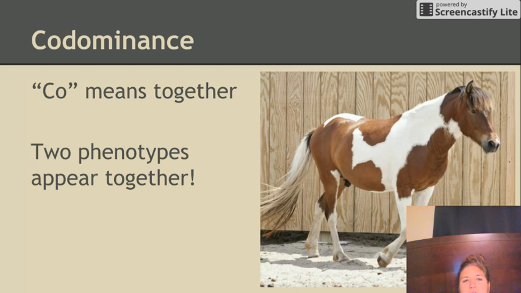When we talk about codominance, we're talking about co, which means together, or like you could think of this like a co-teacher. So you have two co-teachers and they're both present, and co means together. So this is where two phenotypes appear at the same time. So instead of blending, you get what looks like this horse, which has the white phenotype and the brown phenotype, and they're just appearing together or as a codominance.